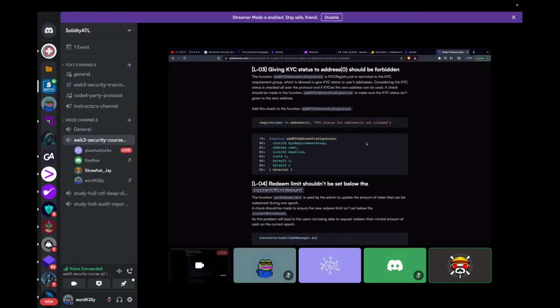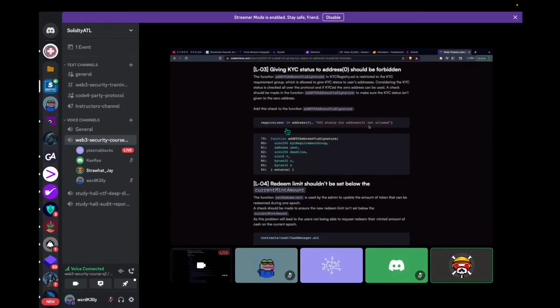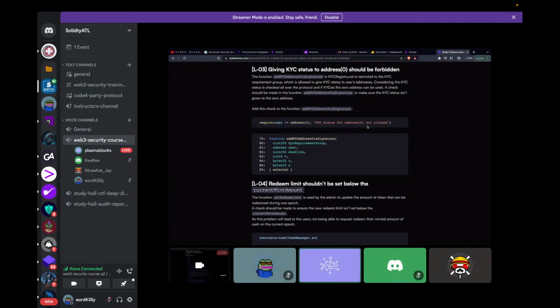Then it's saying that in that snippet of code, you need to add the line requiring that the user cannot use the address 0. And then it says KYC status for address 0 is not allowed. Okay, that makes a lot of sense. And so this is one of the things in the report that I chalk up less as a vulnerability because I don't see how someone can steal funds with this, but it could lead to weird user behavior. It just could lead to some weird behavior, and it doesn't make sense to allow that.